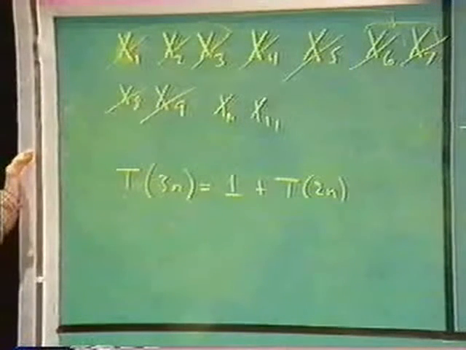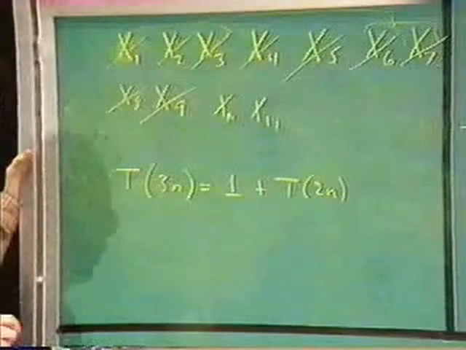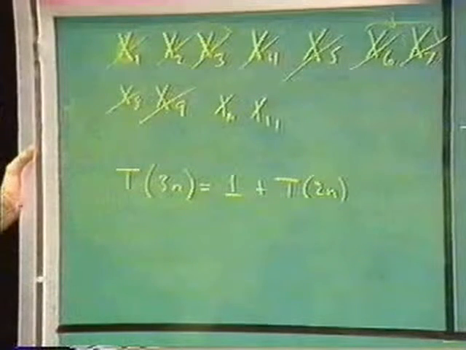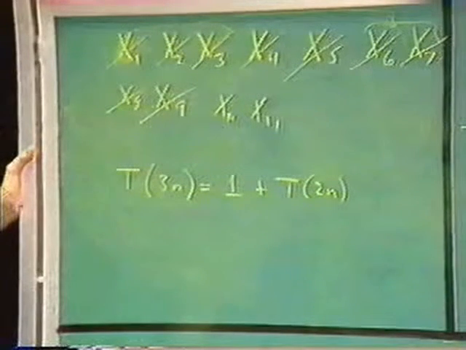Yeah, because you're going from 3 to 2. We start out with 3n objects, and then we wind up with 2 after one level. We get 2n. The recurrence you gave works if you're going from 3 to 1. Right.